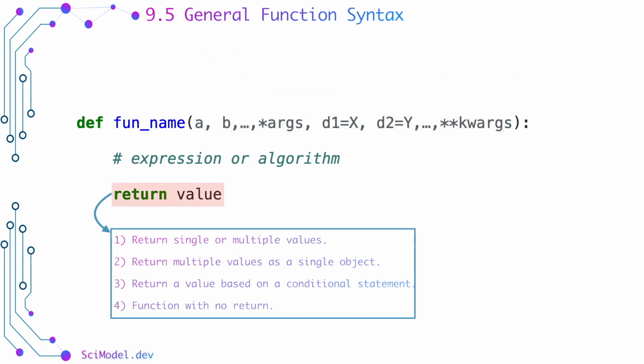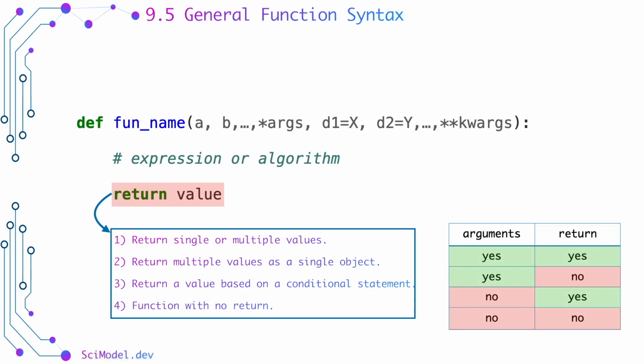Furthermore, the function's return can also have various forms such as returning a single value or multiple values as a single object, returning values based on a conditional statement, and you can also have a function with no returns. Note that it is possible in Python to build up a function that has both input arguments with return values, or input arguments without return values, or return values with no input arguments, or a function that lacks any input arguments nor return values. We will see many examples in the future for each use case.